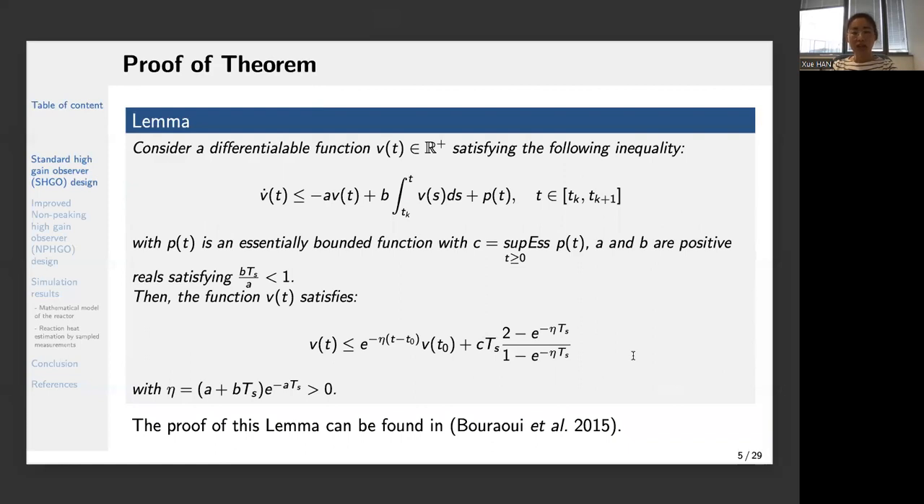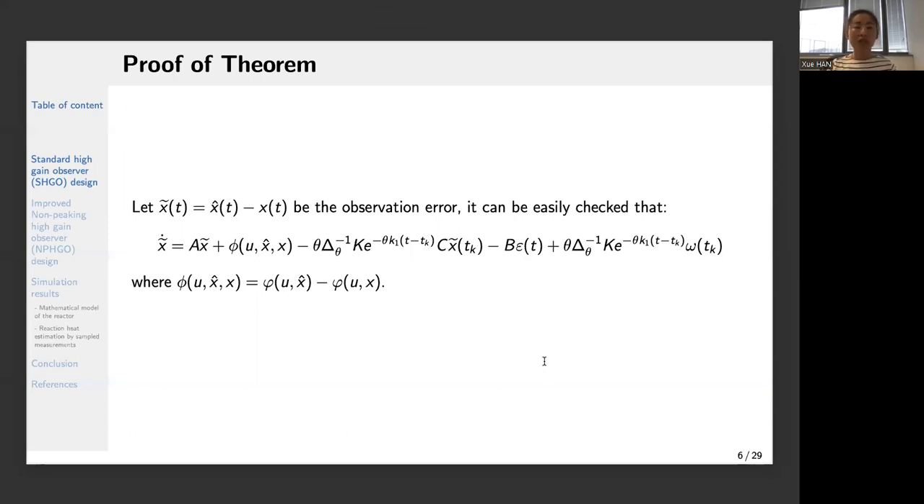Before that, I want to introduce a lemma which will be used for the proof of the convergence. This lemma is used to solve the differential inequality presented here. We can see that for the differential inequality, we have the solution in this form, and the proof of this lemma can be found in the reference. So I will not introduce too much here. Then we will begin our proof for the convergence.